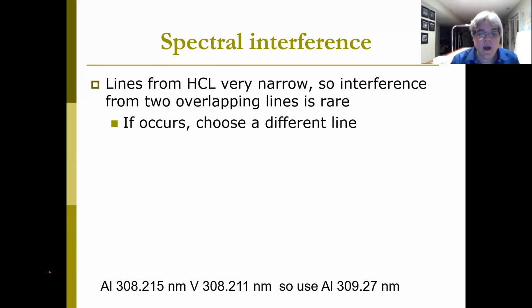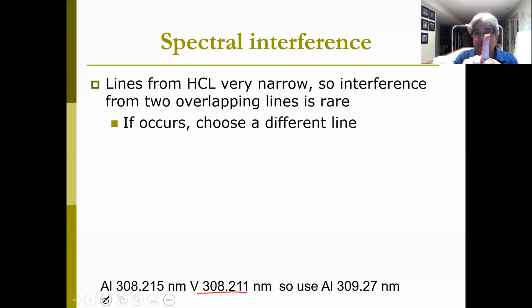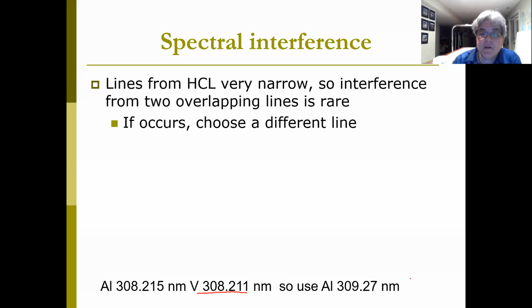Okay, for example, I'm trying to measure aluminum that absorbs at 308.215 nanometers. And there is also vanadium in my sample. And vanadium, notice it absorbs very close. These are 0.004 apart. So these two lines are on top of each other, and I can't tell them apart. So the solution is easy. Find a different line for aluminum. So aluminum has another line at 309.27, and now we can measure just aluminum with no vanadium.